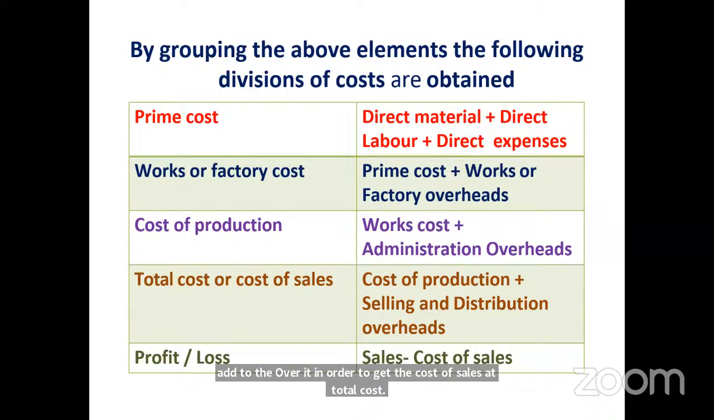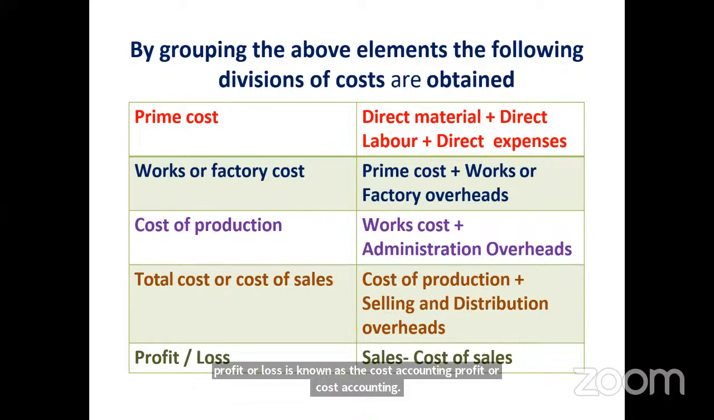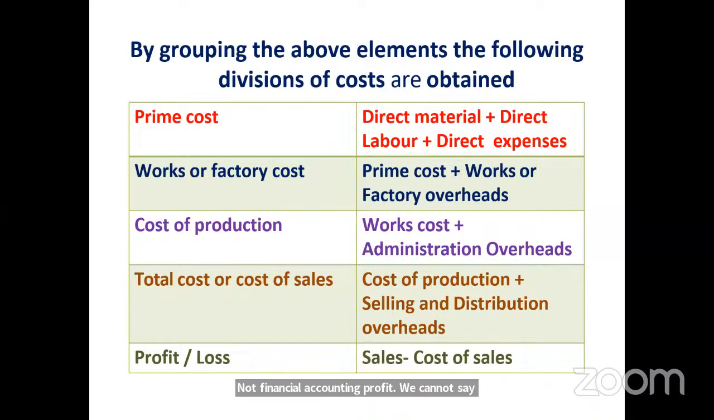Okay. So after getting the total cost of the product, what do you need? You need profit, yes or no? You need profit in order to fix the sales price. Are you getting my point? So sales minus cost of sales is either profit or loss. Here profit or loss is known as cost accounting profit or cost accounting loss, not financial accounting profit. We cannot say that it is the accounting profit or accounting loss. It is cost accounting profit or cost accounting loss.